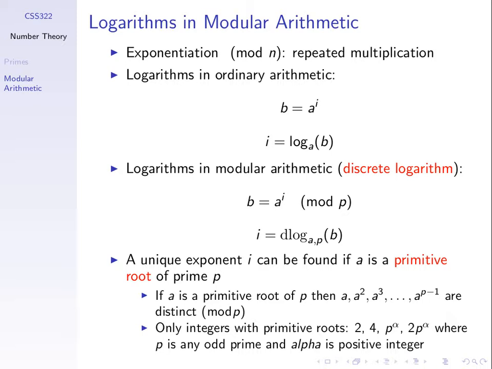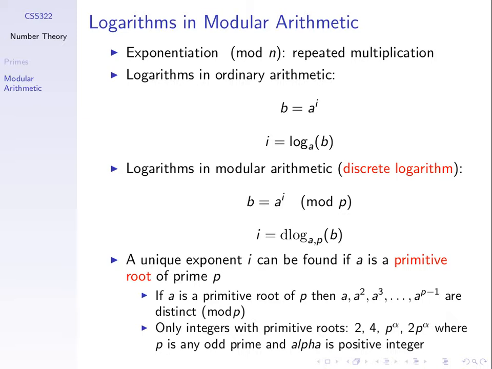Our number A is a primitive root of P if, when we take A to the power of 1 and mod by P, we get some number, and A squared mod P gives another number, and A to the power of 3, A to the power of 4, up to A to the power of P minus 1, then all this set of numbers are distinct. They give us different values. None of them repeat.